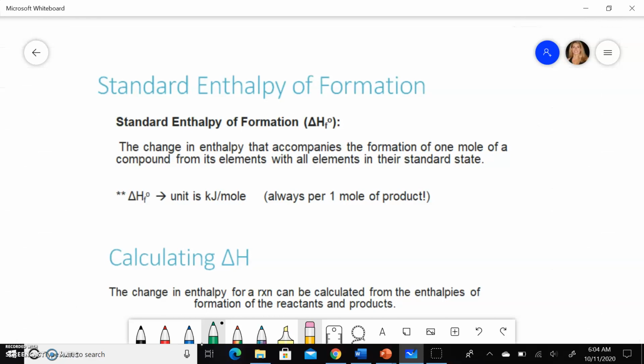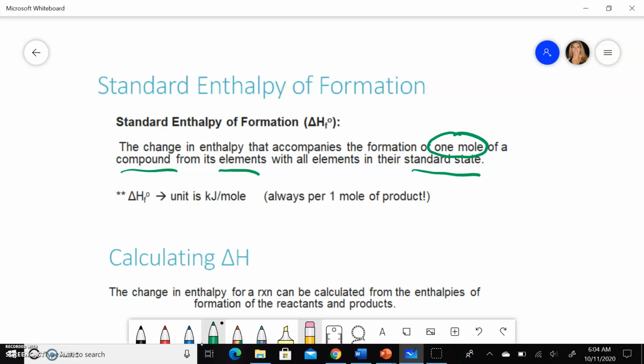The enthalpy of formation is the energy that's involved in forming 1 mole of a compound from its elements. So it's a really specific definition. It has to be 1 mole. You're forming 1 mole of a compound from its elements when all the elements are in their standard state. So if you take all the elements in their standard state and combine them into 1 mole of compound, the energy that's required to do that is the standard enthalpy of formation.